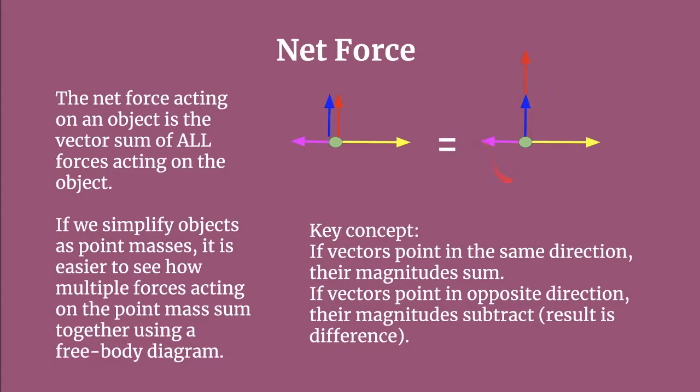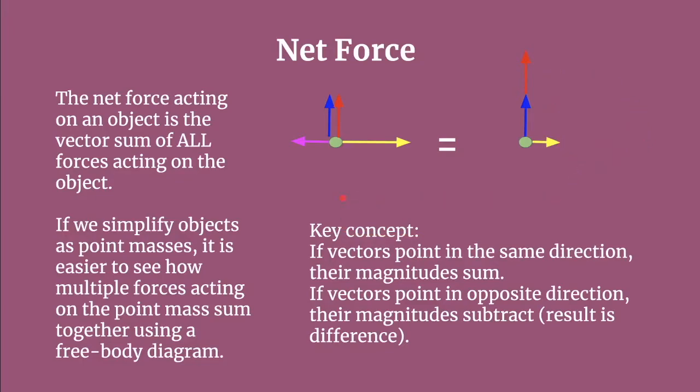Now if we're working with the pink and yellow vectors, they are obviously pointing in different directions. So what we want to do is subtract the shorter one from the longer one, meaning the pink from the yellow. And because the yellow is larger in magnitude, it's going to have the final direction. So we would get a result like this. When we find the vector sum of these, it is equivalent to this. And that is basically the principle of net force, which is just basic vector addition.